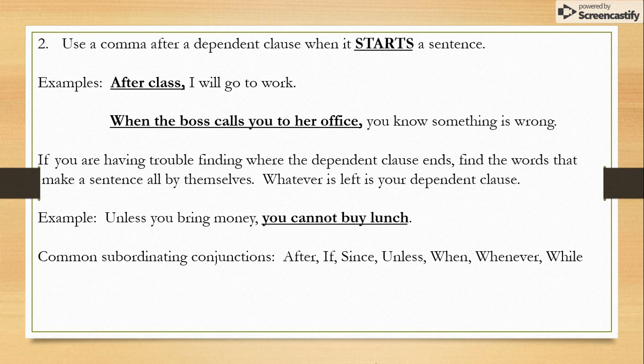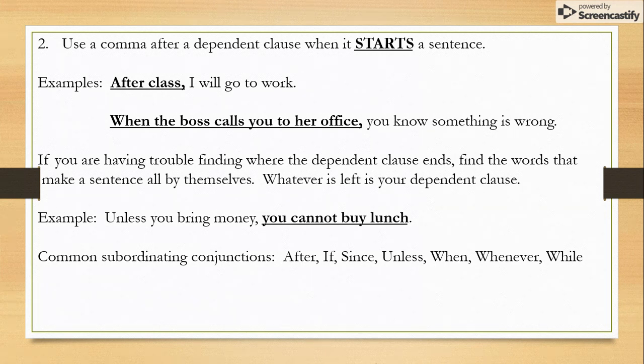You have to use a comma after a dependent clause when it starts a sentence. You may want to Google the term subordinating conjunctions. I've got a couple of them listed down there at the bottom of your screen. But anytime you start a sentence with a subordinating conjunction, you're going to need a comma somewhere in that sentence.